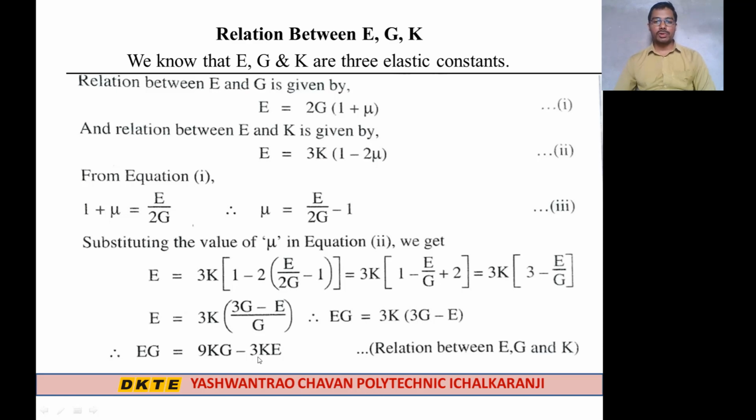We have to use these three equations to solve the problems. One is E is equal to 2G into bracket 1 plus mu. E is equal to 3K into bracket 1 minus 2 mu, and last EG is equal to 9KG minus 3KE. These equations we have to remember to solve problems on this point.